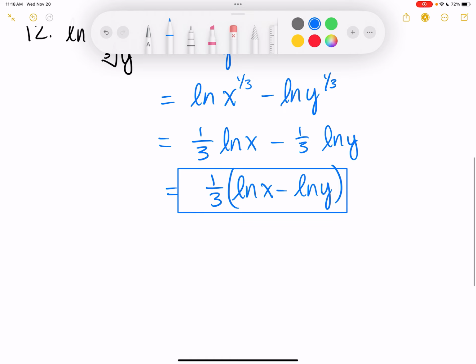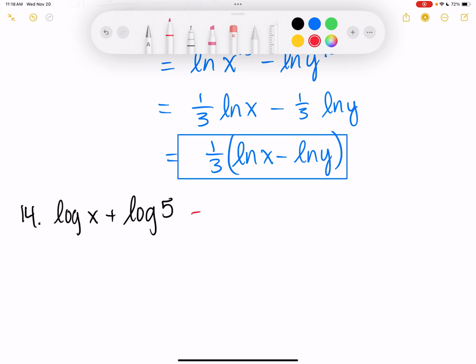So 14, log of x plus log of 5. So log of a product is equal to the sum of the logs. You can say it backwards too. The sum of the logs is equal to the log of a product. So I take these two things and I'm going to be multiplying them. So this is going to be log of 5x. Notice it's one single logarithm with the stuff multiplied together.